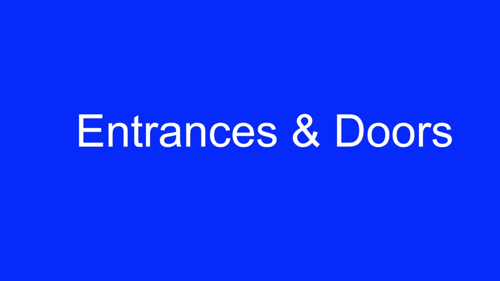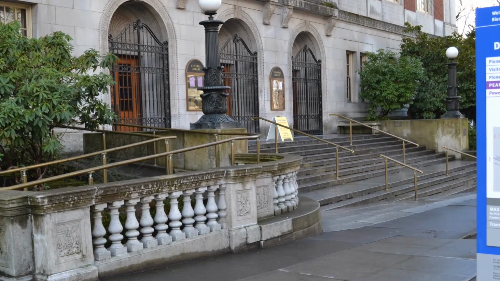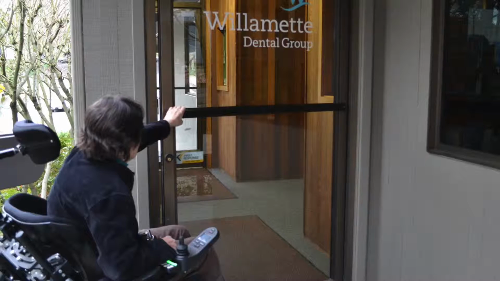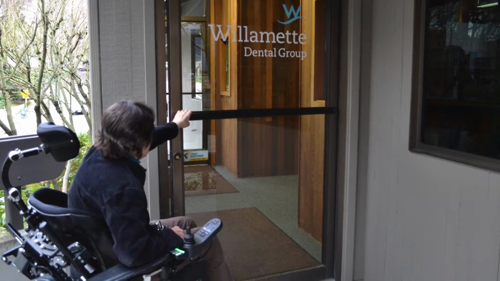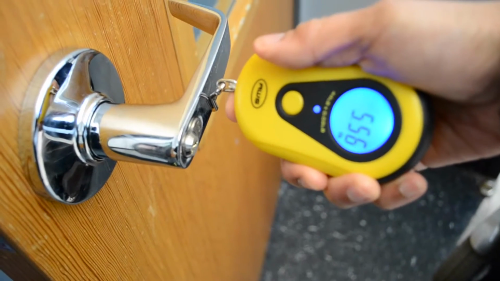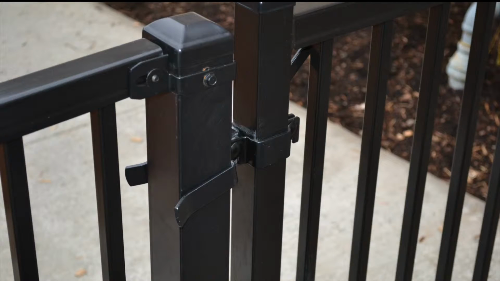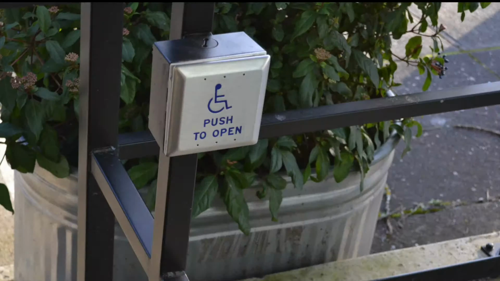Entrances and doors. The approach to a facility should provide universal access so all individuals can enter easily at the front entrance. Opening doors with a closed fist and limited mobility can be difficult if the door requires too much force to open it. Here, a door is tested for force using a digital fish scale. Latches on outdoor gates also need to be operable with a closed fist. A touchpad to open a door is a good solution to opening exterior doors.